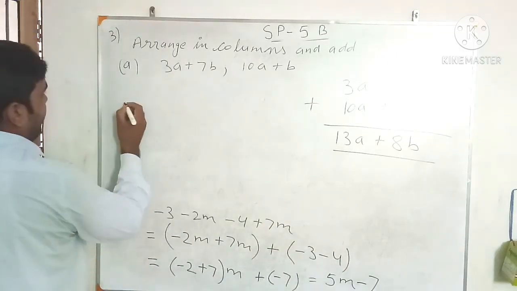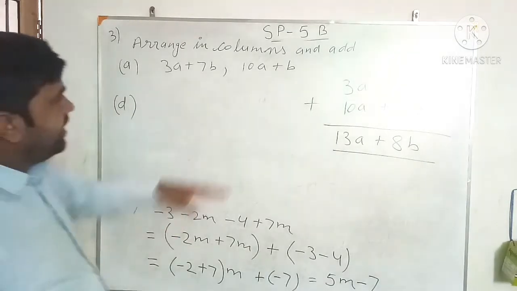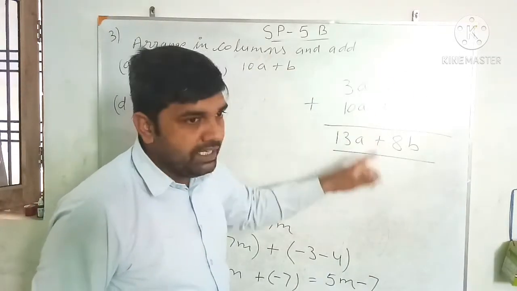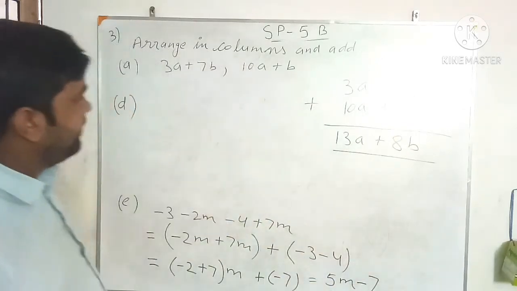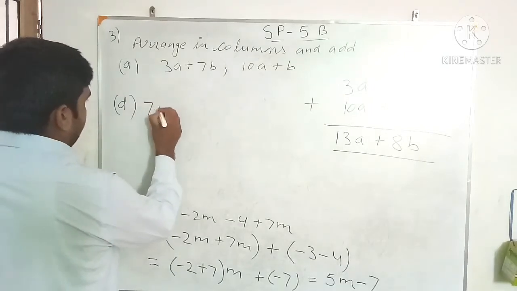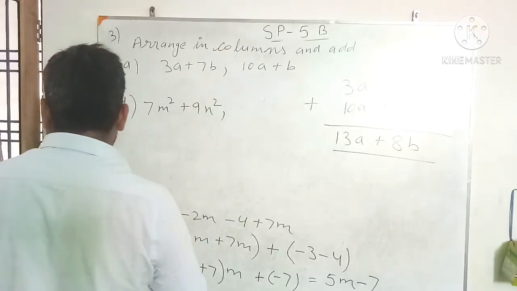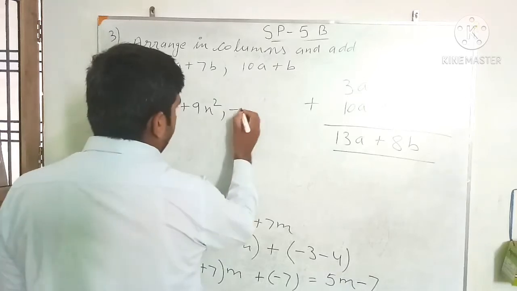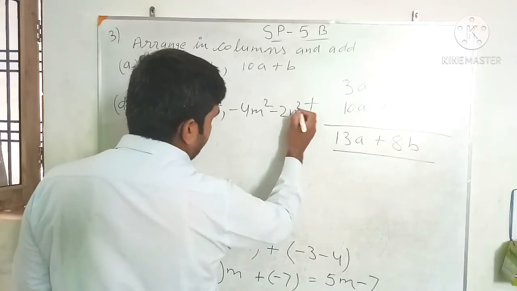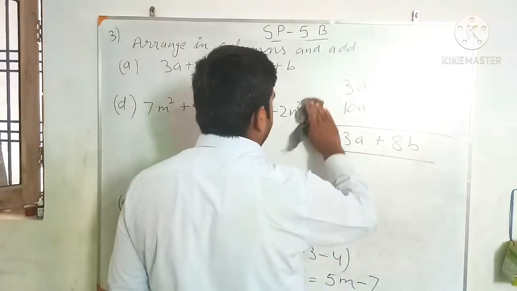Okay. Similarly, we do the next question D. That is called the vertical addition. First we arrange the given polynomials in columns. This is the column of variable A, this is the column of variable B, and after that we add it. Now question number D: 7m square plus 9n square is the first polynomial, and minus 4m square minus 2n square is the second polynomial. Okay, now we add this.